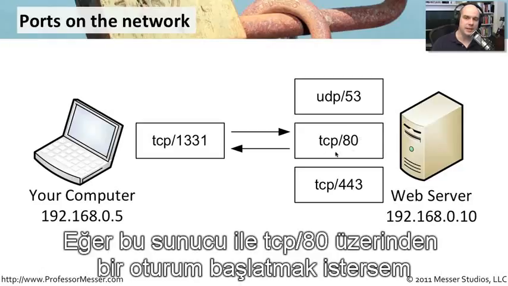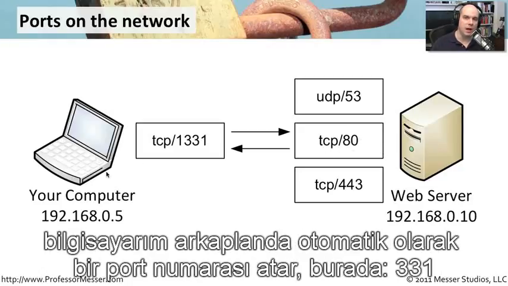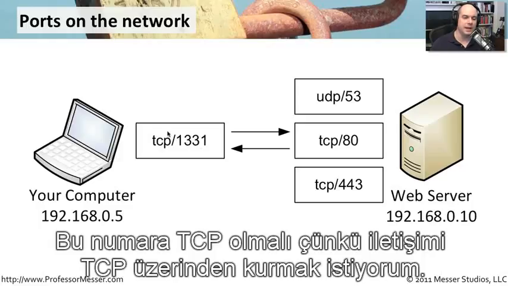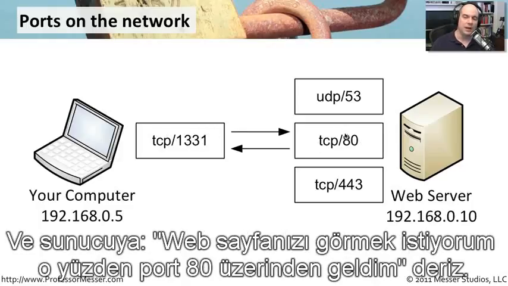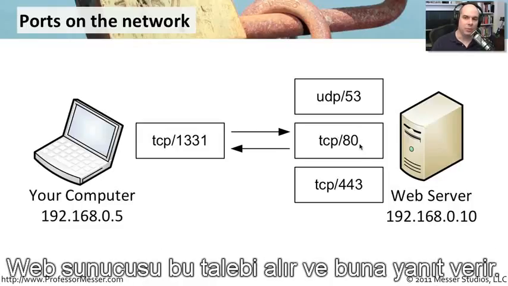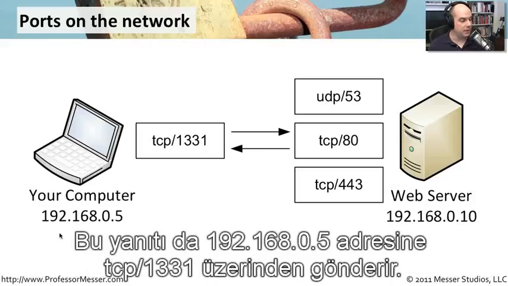If I wanted to set up a session to this web server over TCP 80, my computer behind the scenes would automatically pick a port number. Maybe that port number would be 1331. It would need to be TCP because I want to communicate to the web server over TCP. And I'll tell the web server, Hi, I'd like to see your homepage, please. And I'm going to do that over port 80. That web server receives that request. It's going to send the response back, and it's going to send the response back to 192.168.0.5 TCP port 1331.